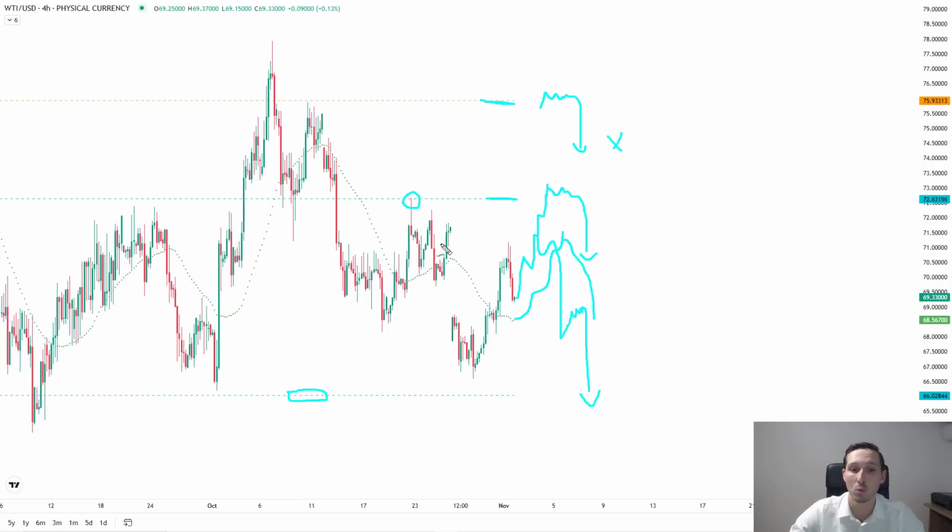In fact, last week we gapped down, we took out the lower bound, and once we took out the lower bound, that was where we got the reversal intra-week in crude oil last week.